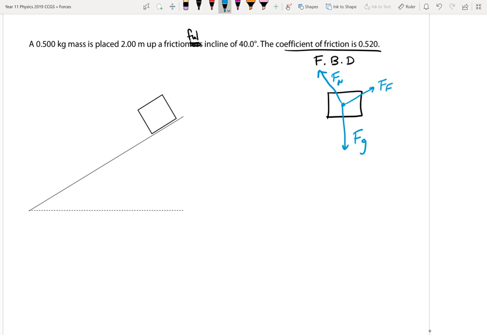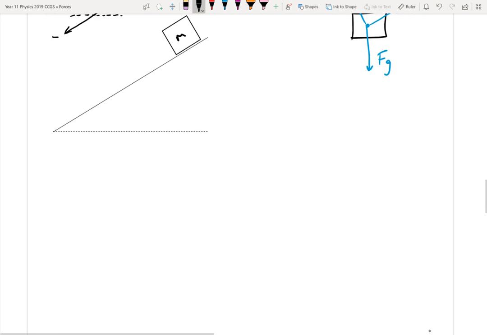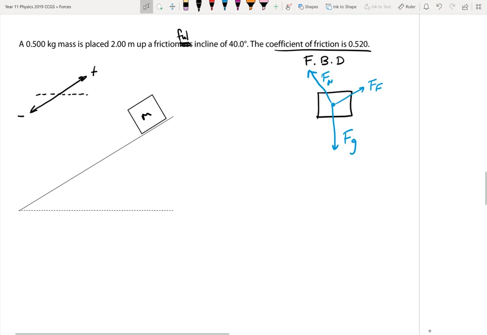There are only 3 forces acting, and the trick here is that we resolve the normal and the weight so that they act along the incline. State your convention. Up is positive, down is negative. And so now we can say Ff is positive, mg sine theta is negative.